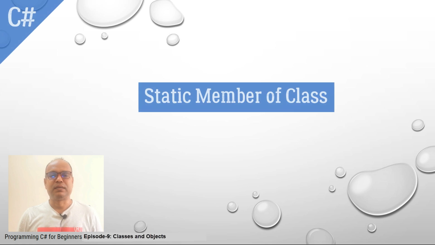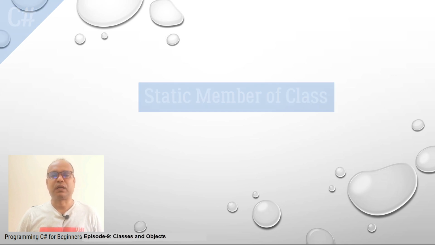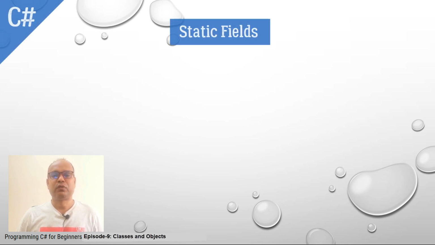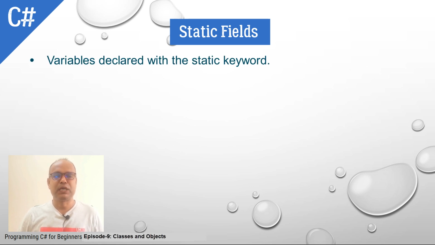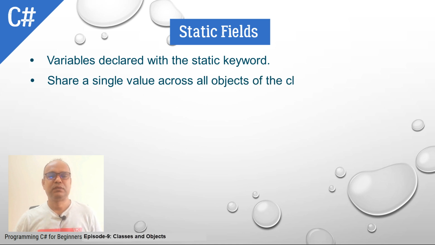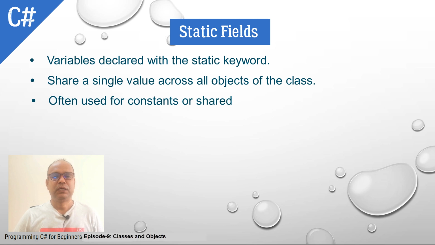Static members of class. Static members in C# classes belong to the class itself rather than individual objects of the class, shared by all instances of the class, and accessed using the class name, not an object reference. Types of static members. Static fields are variables declared with the static keyword, sharing a single value across all objects of the class, often used for constants or shared data.